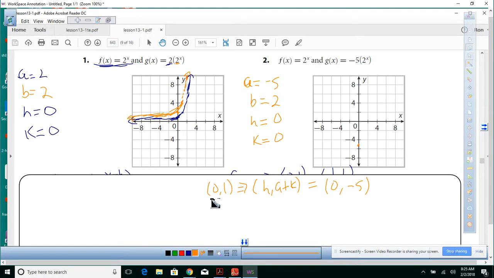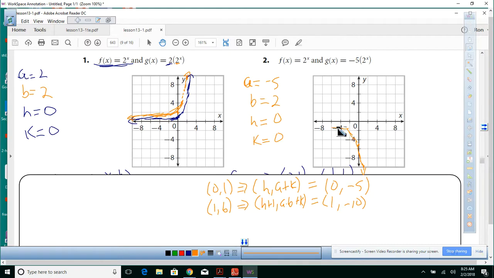And then let's see here, 1, b, that's going to be h plus 1, a times b plus k. So that's going to give us 0 plus 1, that's 1. And then -5 times 2 is -10 plus 0. That's going to give us -10. So 1, -10 is going to be right there. And it's going to look something like this right here. All right.